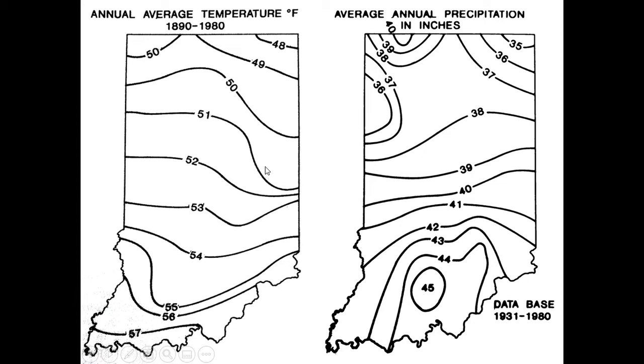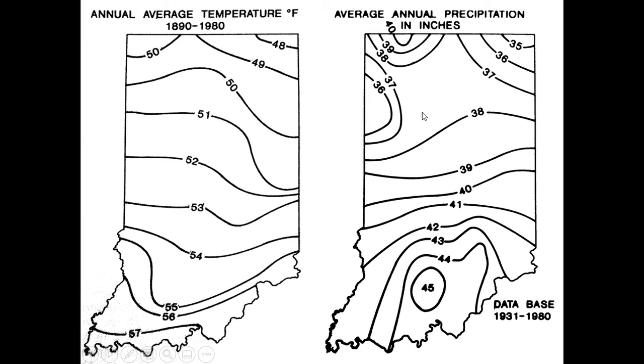We have examples of isoline or isarithmic maps. The one on the left shows average temperature. The one on the right shows average annual precipitation. So very quickly we can see higher precipitation totals down here in southern Indiana. Also, you can see the lake effect, higher totals there. Our lowest totals are up there in the extreme northeast.